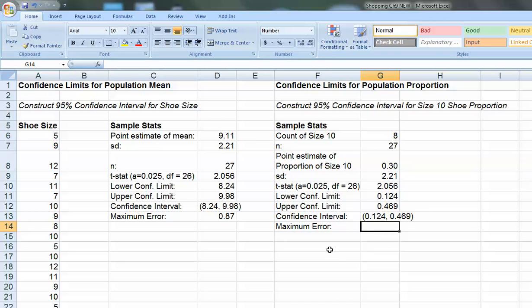All right, let's see, maximum error. Again, we can simply subtract these two values, the endpoints of our confidence limits, and divide by 2. That's not going to work, is it? No, need a pair of parens around those guys. Otherwise, we're dividing G11 by 2 and not the difference. All right, there's the estimate of the maximum error in my confidence interval.